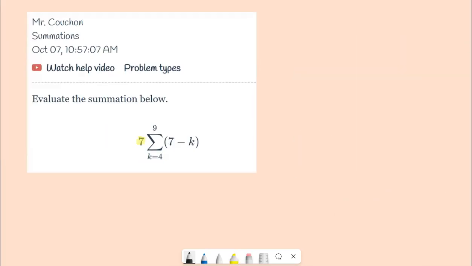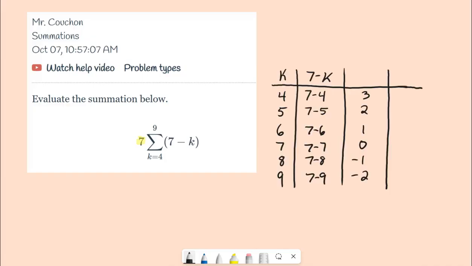Now I wanted to show you what happens if you get a number before the sigma. I'm not going to do anything different until the end, so I'm going to do the same process we did for the last two problems. All right, are you with me to this point? I put k 4 through 9, I plugged it into the expression that they give us, and we've got 7 minus 4 all the way up to 7 minus 9, and then we have the solutions here: 3, 2, 1, 0, negative 1, negative 2.